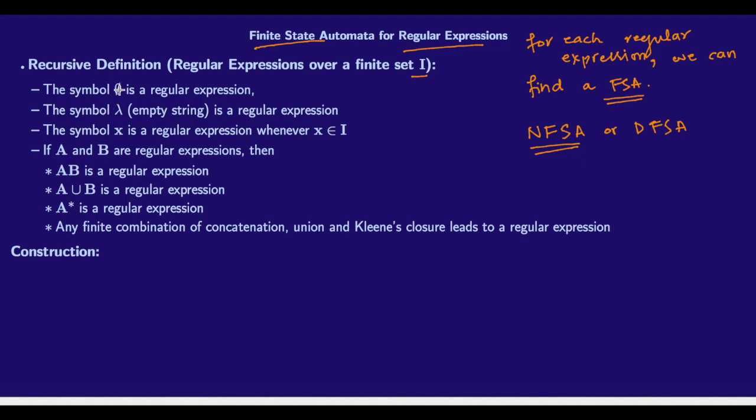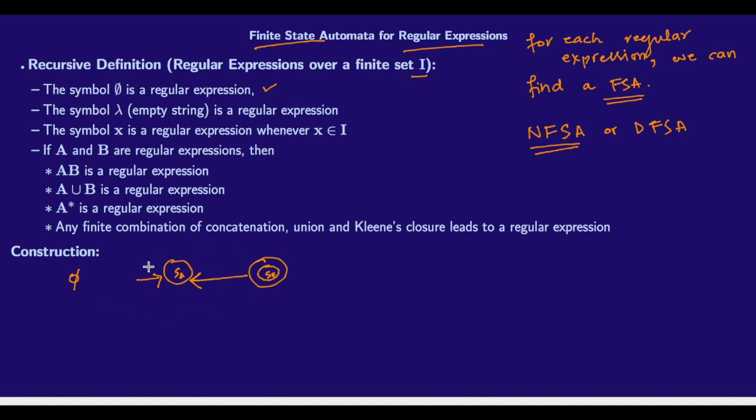We have the symbol null set, which is a regular expression. Now, can we find any finite state automaton for this? Yes, we can. For example, if this is my starting state and this is my ending state. For the null set symbol, we want a finite state automaton for which we cannot reach the ending state at all. So we can call this SA and this SF, and this one cannot be reached.